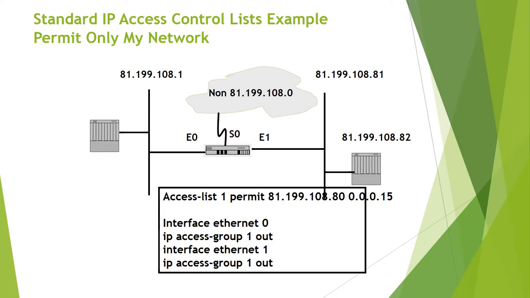Standard IP access control list example, permit only my network. So you can see 81.199.108.1 and 81.199.108.81, network 81.199.108.0, Ethernet 0, Serial 0, Ethernet 1 interfaces, and 81.199.108.82. Now access list 1, permit 81.199.108.80 0.0.0.15, interface Ethernet 0, ip access-group 1 out, interface Ethernet 1, ip access-group 1 out.